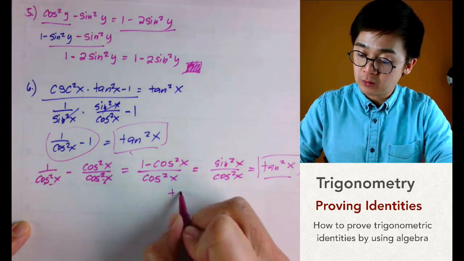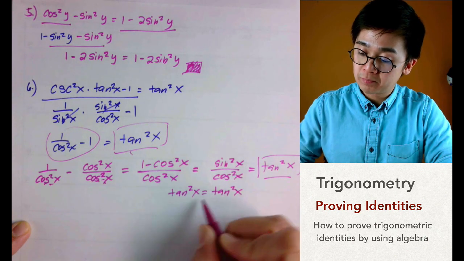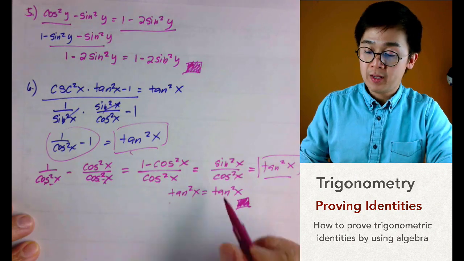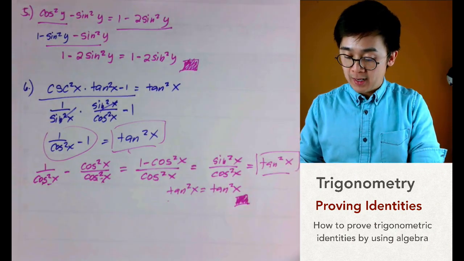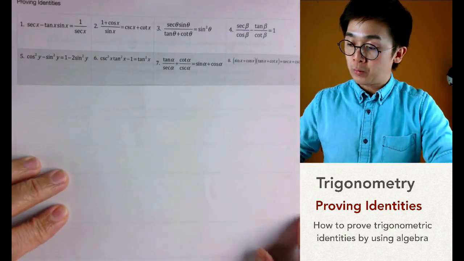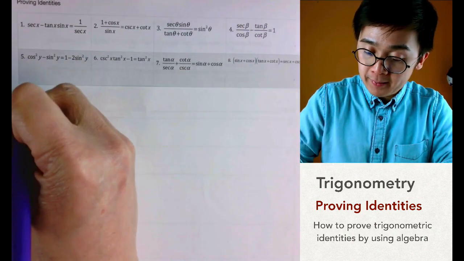So now all we have to do is just write it and equate it, because they're the same, so we can finish our proof. So that is for problem number 6. And for problem number 7, we have another fraction that most likely we're going to be combining.